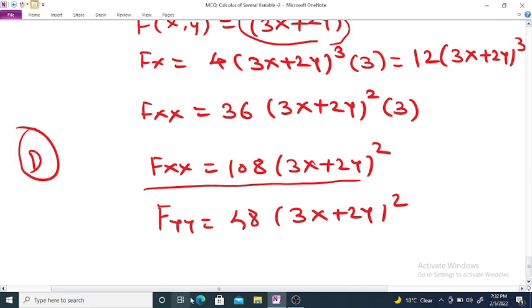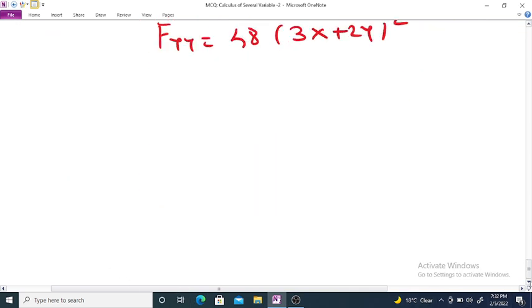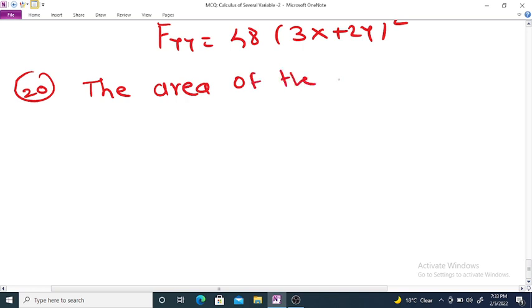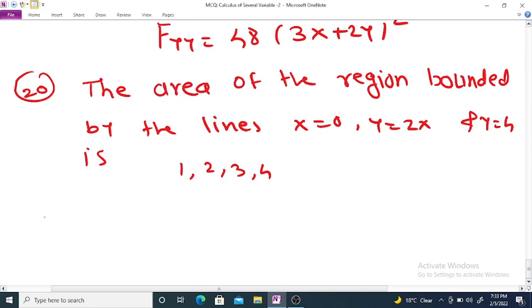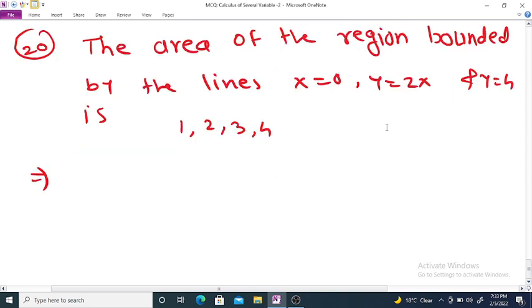Then example number 20: the area of the region bounded by the lines x equal to 0, y equal to twice x, and y equal to 4 is, and the given options are 1, 2, 3, 4. So what is the area of the region bounded by these lines?